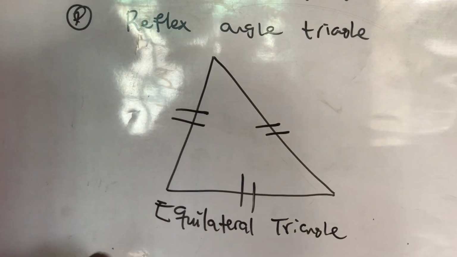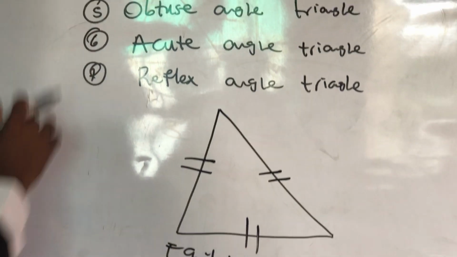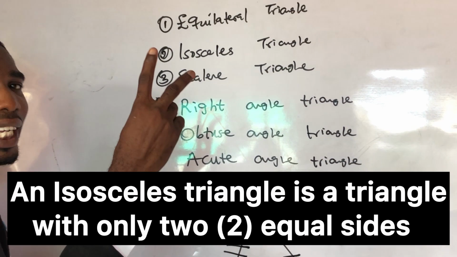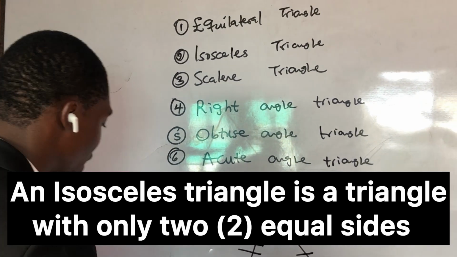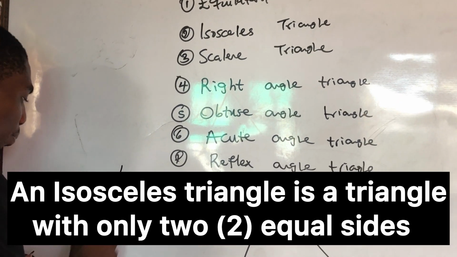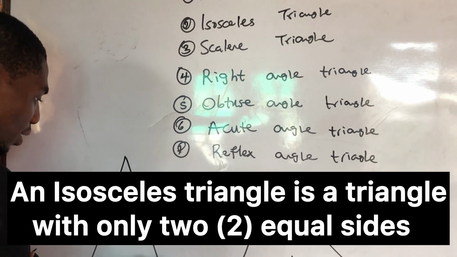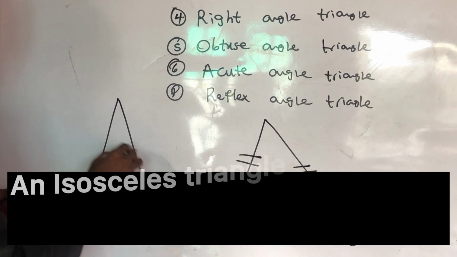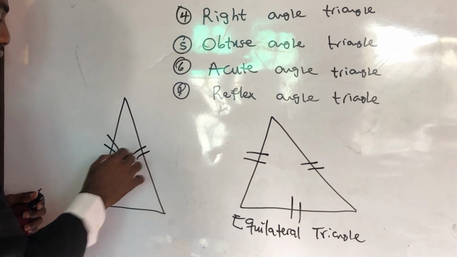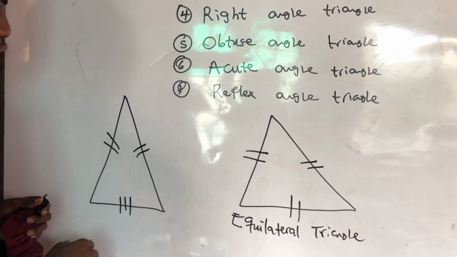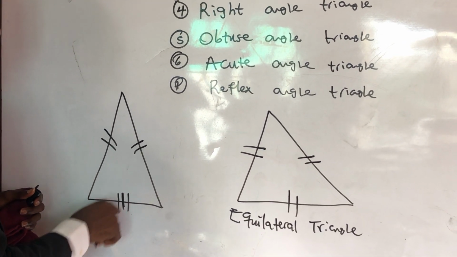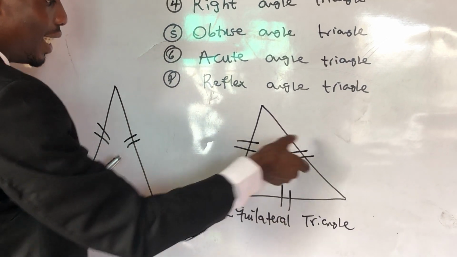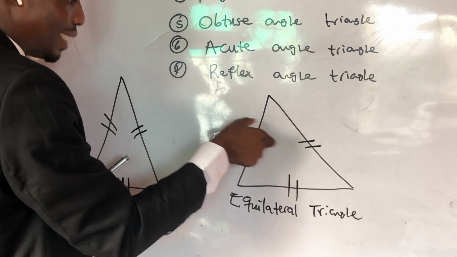Then the second type of triangle is called the isosceles triangle. What do I mean by isosceles triangle? 2 sides are equal, and the last one is not equal to the 2 sides. Example is when you have something like this. This is an isosceles triangle. You see that these 2 sides are equal, but this side is not equal. That is why I put this 3 slash and 2 slash here. The 2 slash means this is equal to this, and this is also equal to this.